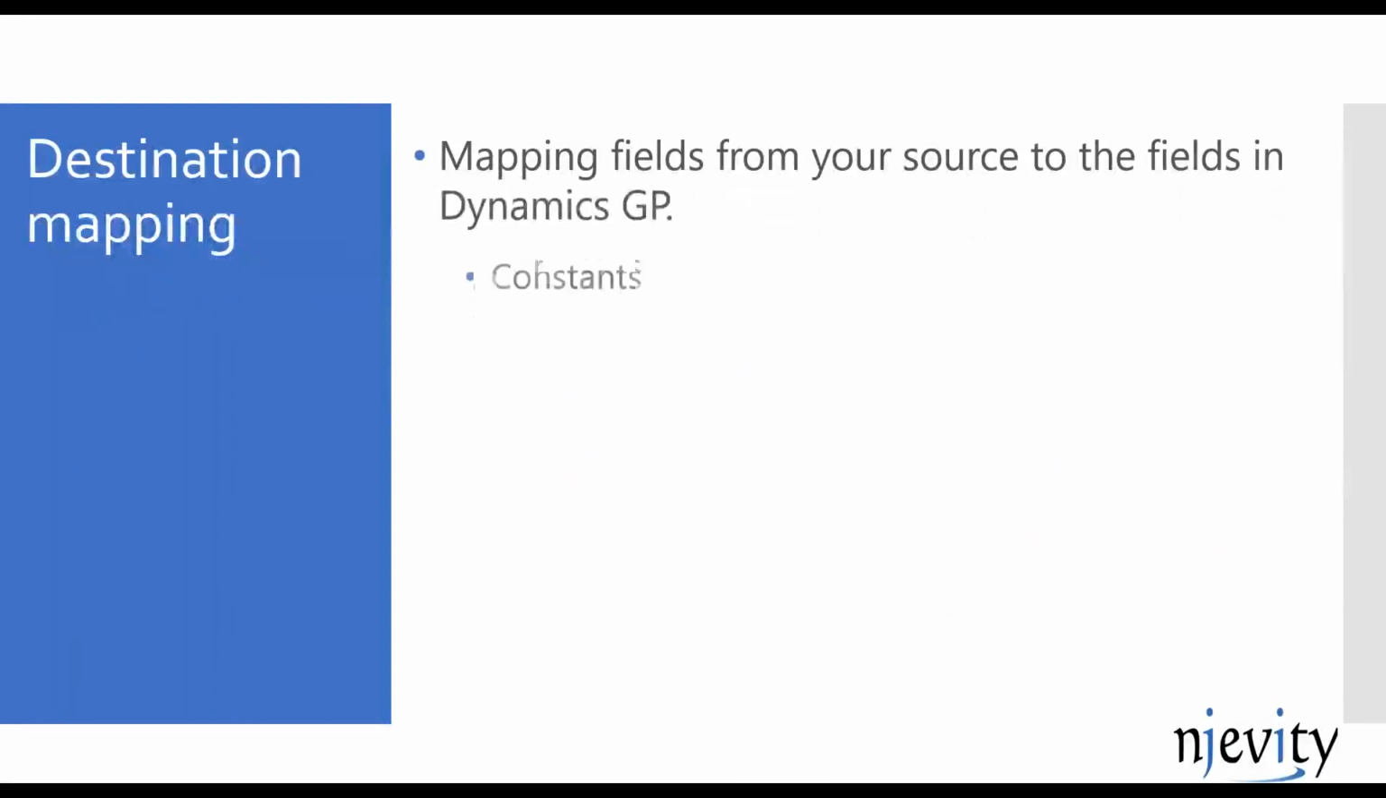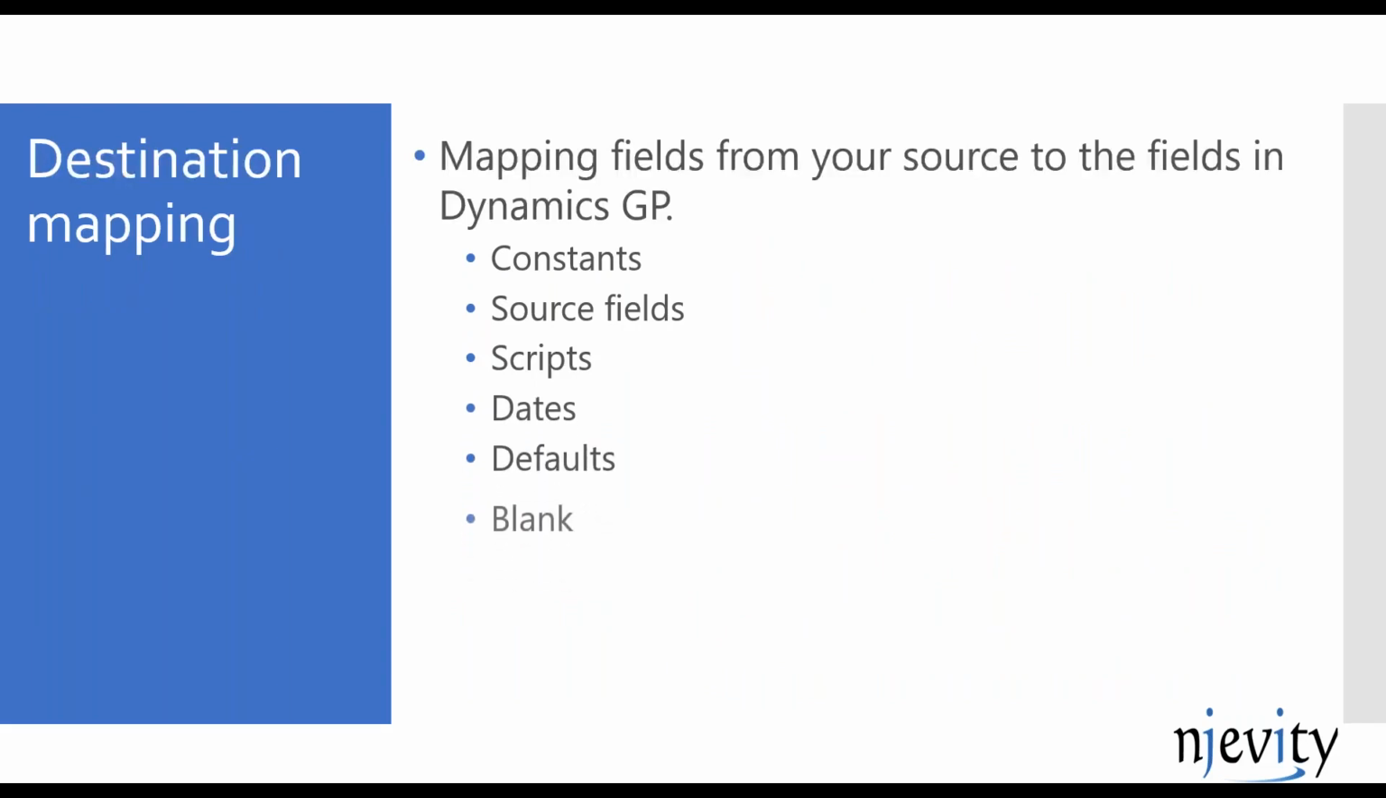All right, destination mapping. Destination mapping is mapping fields from your source to the fields inside of Dynamics GP. Most of the time you are going to say, okay, here's your source field, and you're going to map that to a field inside of GP. But you can also use constants. So if you always want an account number to be a certain thing, you can put that constant in there, or if you always want the description on the journal entry to be the same thing for this specific integration, you can use constants.